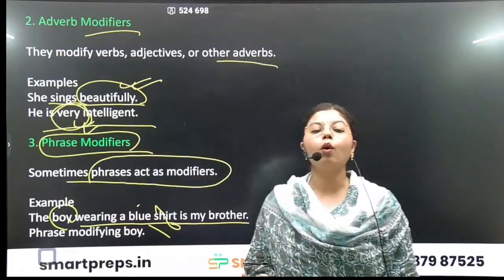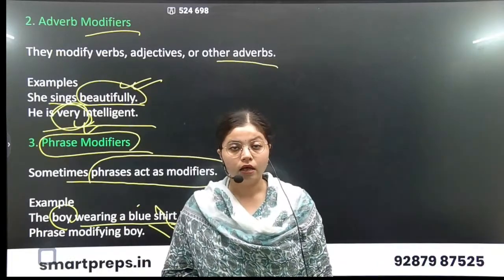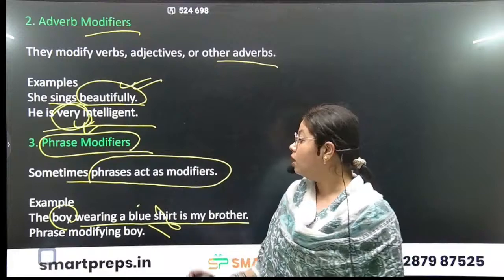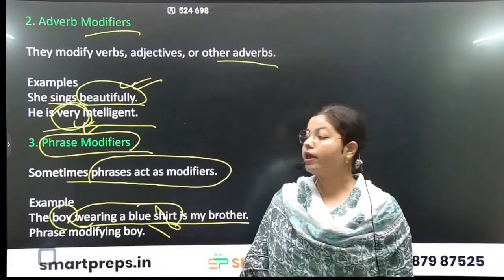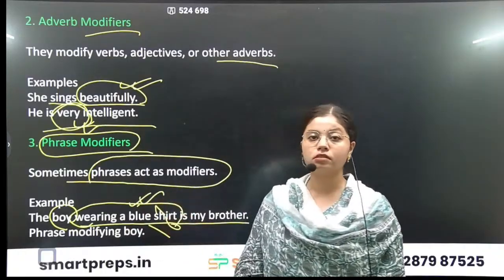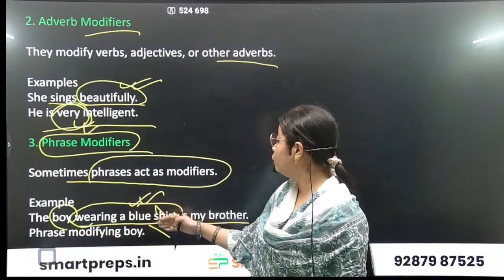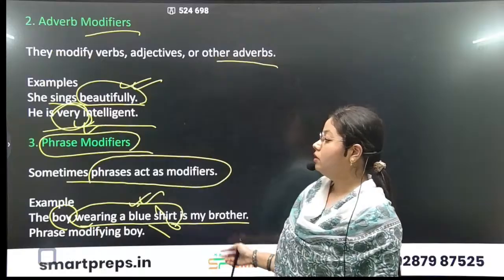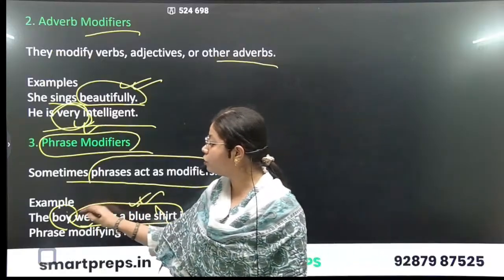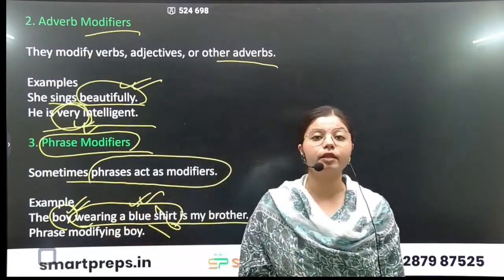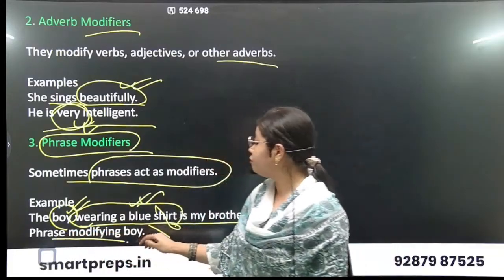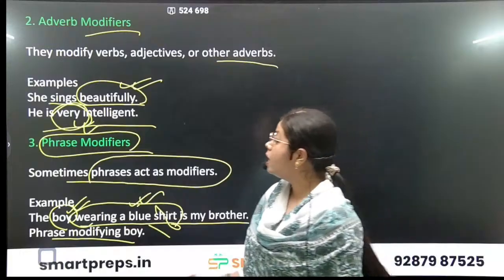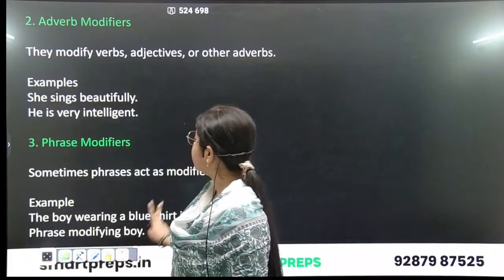I could simply say, that boy is my brother. But the information I gave is, the boy wearing a blue shirt. Wearing a blue shirt is a phrase. So the boy wearing a blue shirt is my brother. Now the phrase is modifying the boy. So this is a type of phrase modifier.